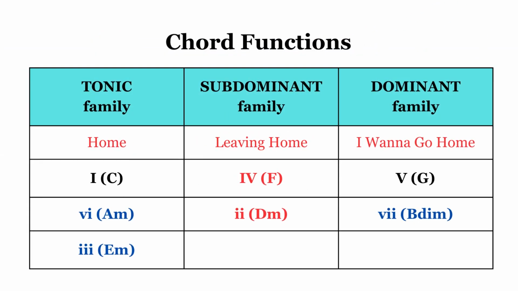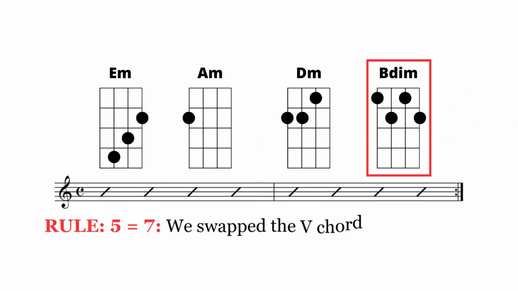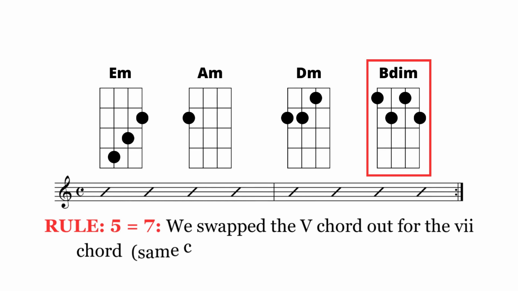Let's take a look at our chord functions chart now. We took that F chord, which is in our subdominant family. We swap that out for the D minor. And now our last rule, 5 equals 7. Now here we swapped out the 5 chord for the 7 chord.